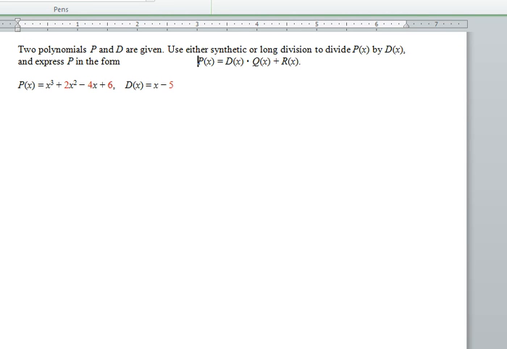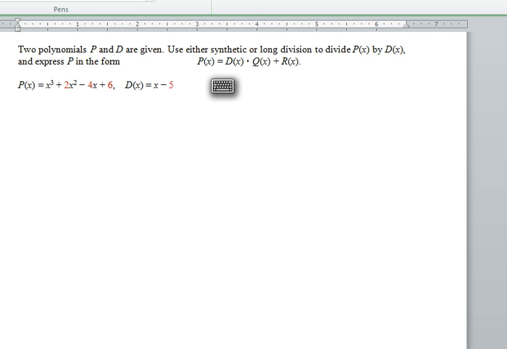In this case, we're given two polynomials, p and d, and we are to use either synthetic or long division to divide p of x by d of x, and then write p of x as the divisor times the quotient plus the remainder. This is actually a good way to check our division problems.